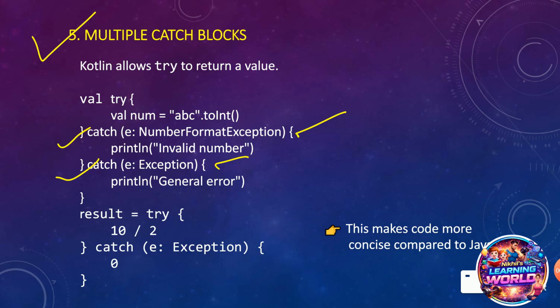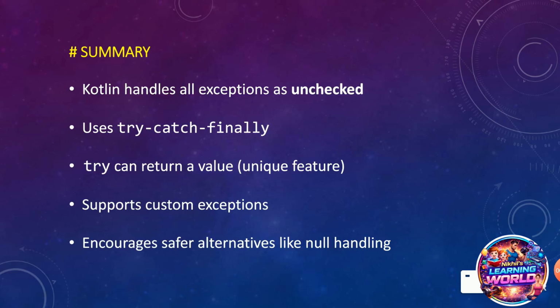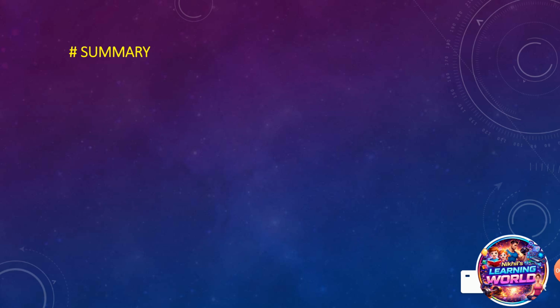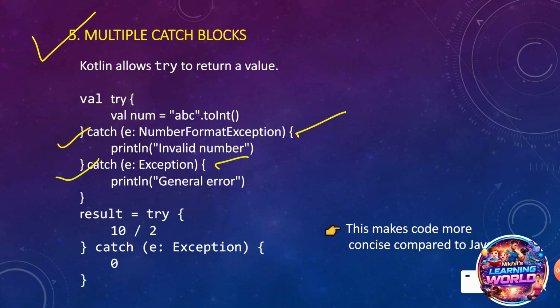Okay, so NumberFormatException: if you have a number that is not in the right format, it will throw an exception, so we need to catch that one, and we can show invalid number in this way. Okay, so result equals try 10 divided by 2, and it will be caught with the exception, and this is less code as compared to Java.